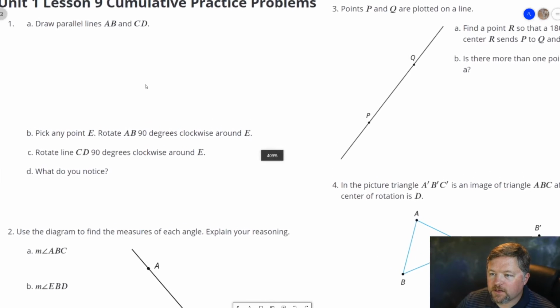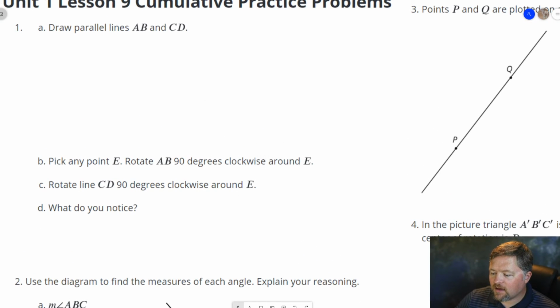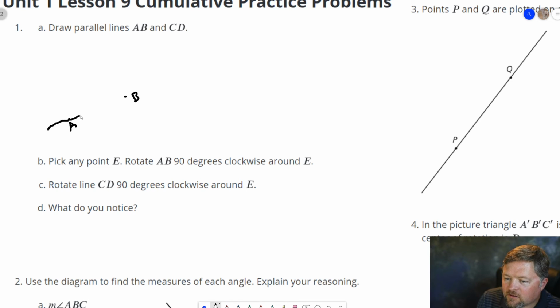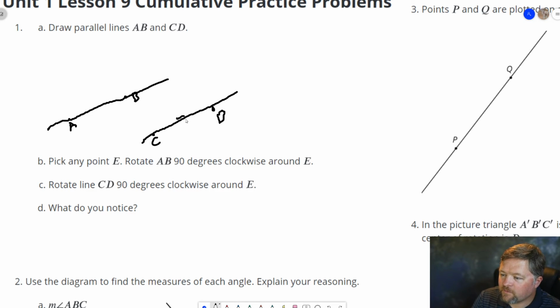Okay, our first problem here says draw parallel lines AB and CD. So we can draw them wherever we want. So I'm going to call that A and that B. So if I connect those, I get a line. Now it wants parallel lines. So if I put C here and D here, C, D, I can say that those two lines are parallel.